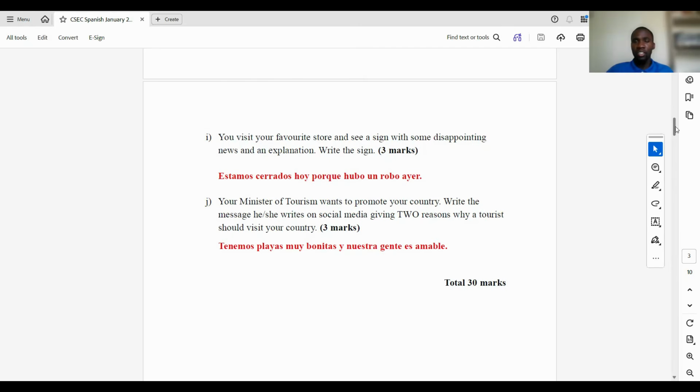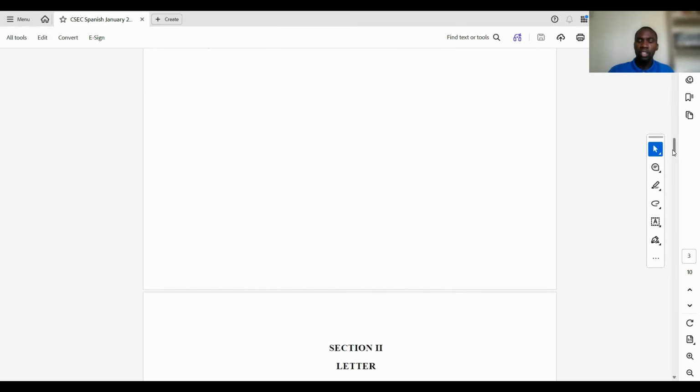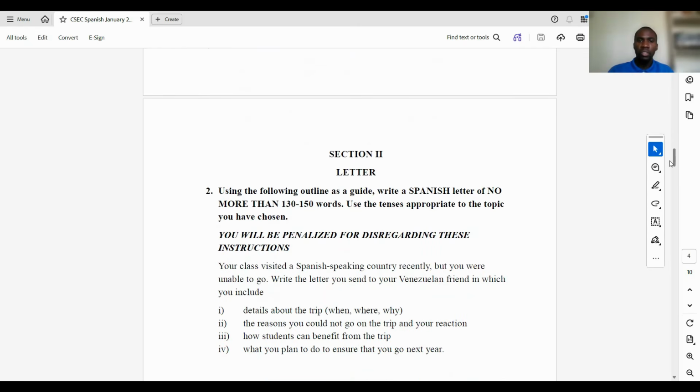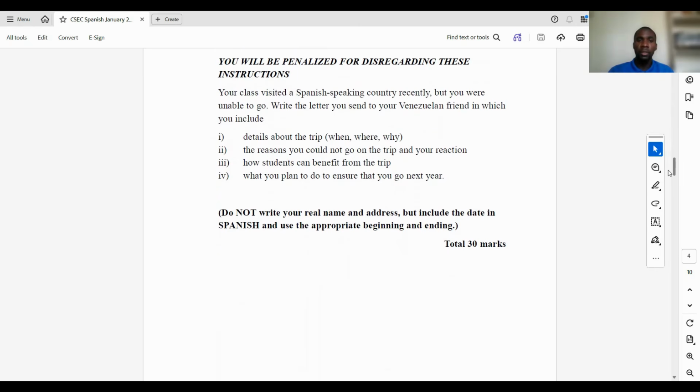And as you know, in Spanish, the word for people is gente, even though it is plural in concept, in terms of morphologically or in word form, it is singular, right? So nuestra gente es amable. Our people are friendly. All right, so that concludes the situations. Now we proceed to the letter.